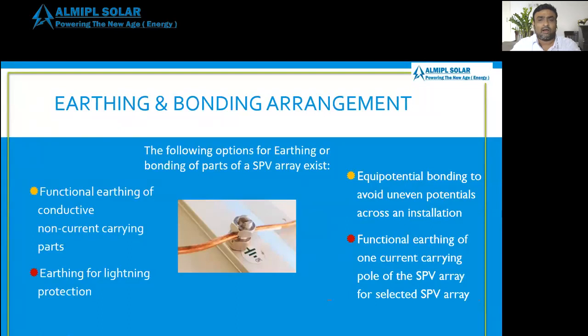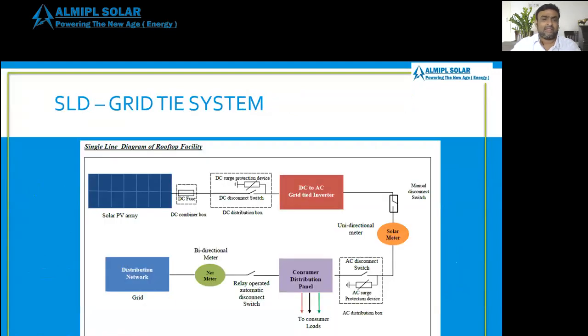Earth bonding arrangement. The following are the requirements for earthing and bonding of the parts of the SPV array: exposed, conductive, non-current carrying parts; earthing for lightning protection; equipotential bonding to avoid uneven potential across an installation; and functional earthing of one current carrying pole of the SPV array.